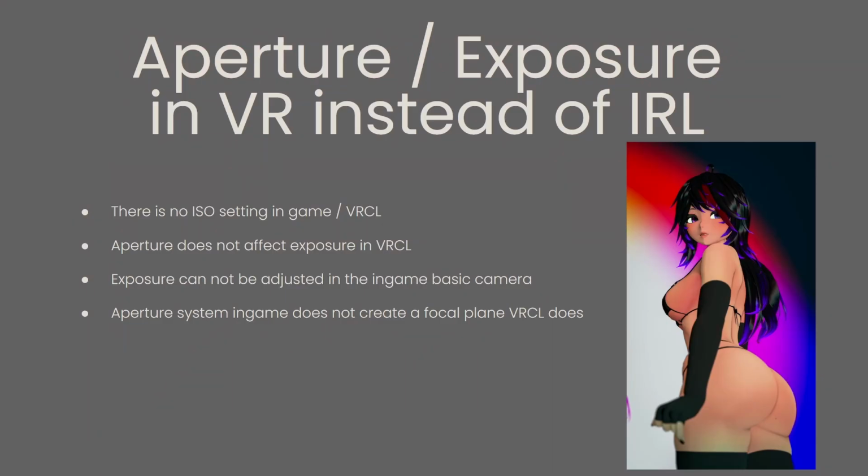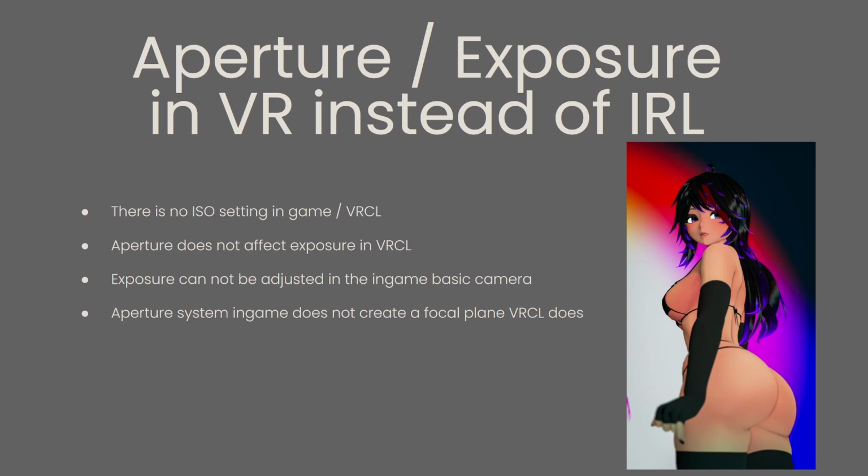So, how do aperture and exposure in VR change compared to IRL? The biggest difference is that there is no ISO setting in the game, as we said. Aperture does not affect exposure at all in VRC Lens, which is interesting, because instead of playing this dynamic seesaw effect, you can just pick one and stick with it, which is very nice. Exposure itself can't be adjusted in the game camera. It can in VRC Lens, which is very handy. It saves you a lot of time in editing later.